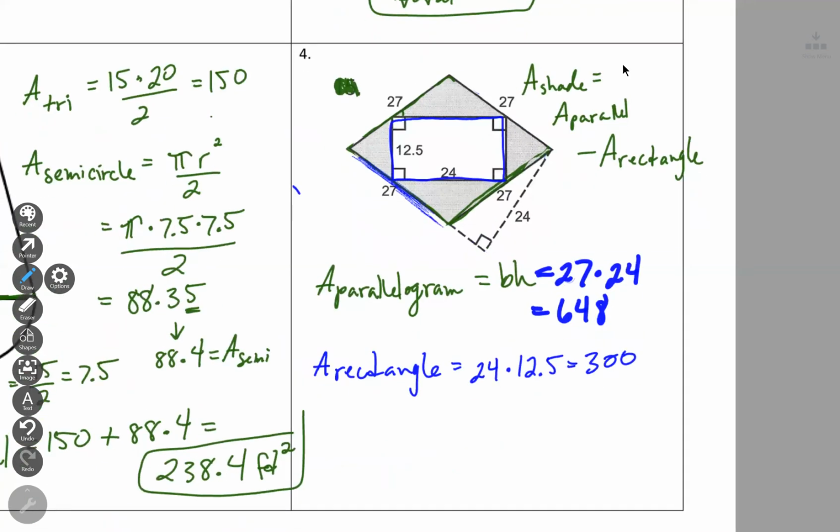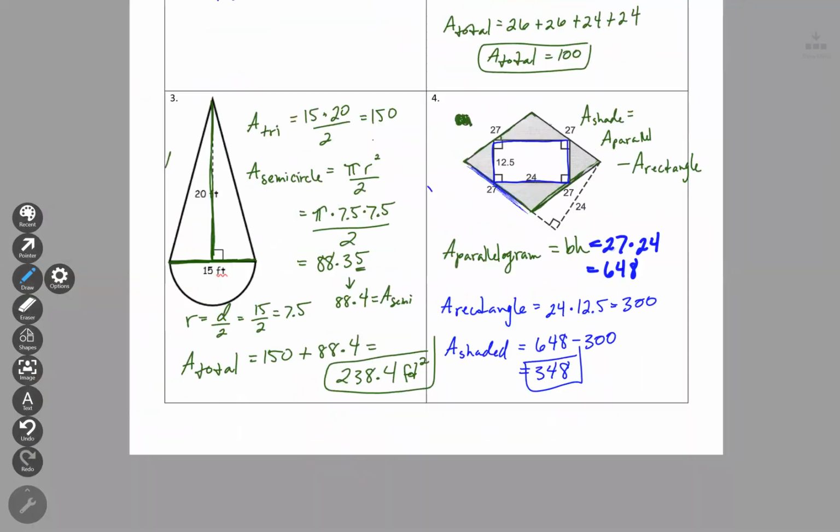And so now the area of the shaded portion is the area of the parallelogram, the big shape, and then you take out the piece that you don't want. So the area of the shaded portion is going to be the area of the parallelogram, which is 648, and then we take out that 300, which is the rectangle. Okay, and so 648 minus 300 is 348, and it's units squared, whatever it's supposed to be. So that's how you would get that one. All right, last couple.